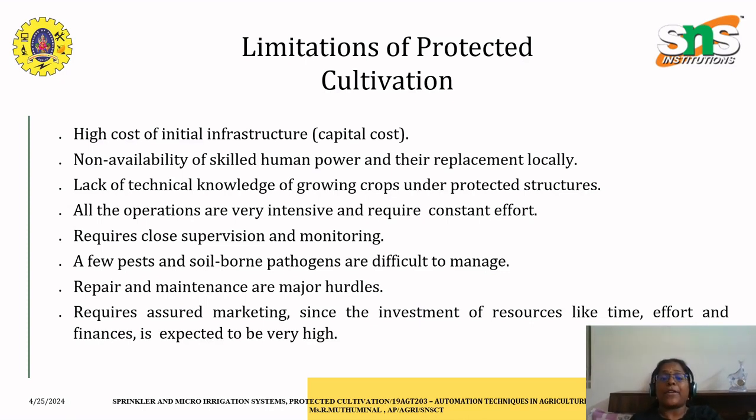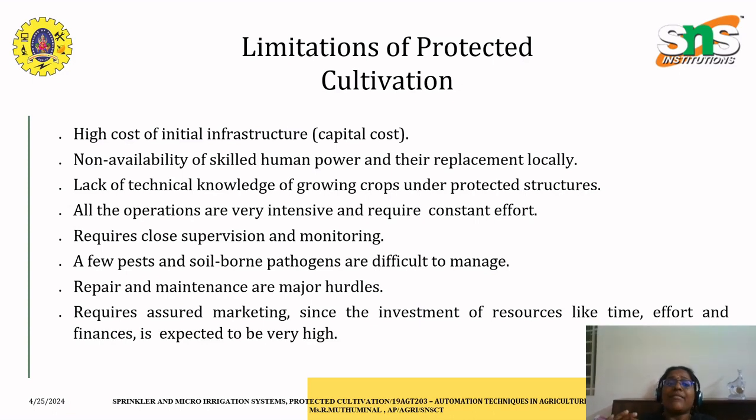This is how protected cultivation has become very important nowadays, helping us to increase crop yield where soil and water resources are not available. When there is very degraded soil, it is not possible for us to enrich the nutrients. So this could be eradicated by adopting protected cultivation.